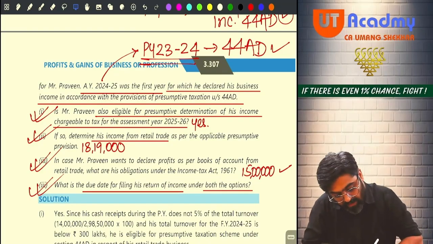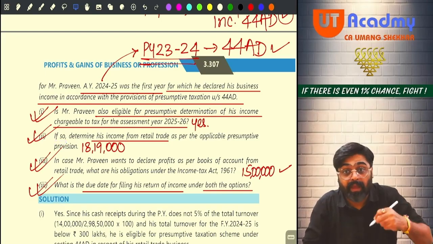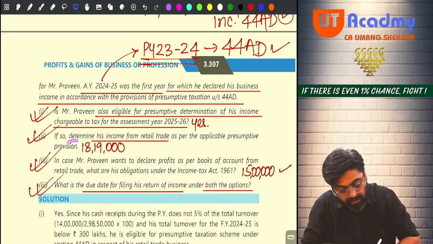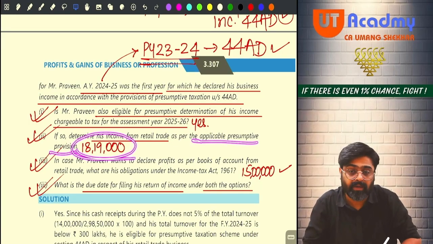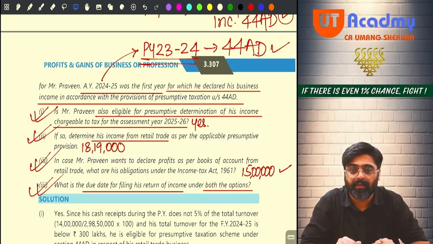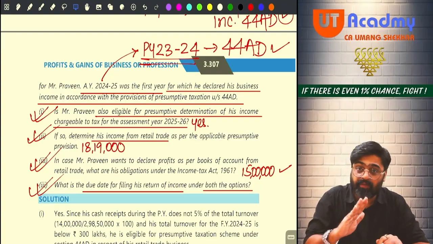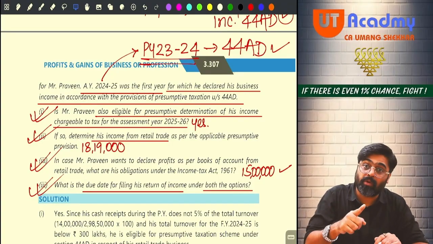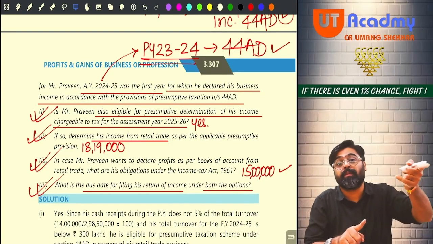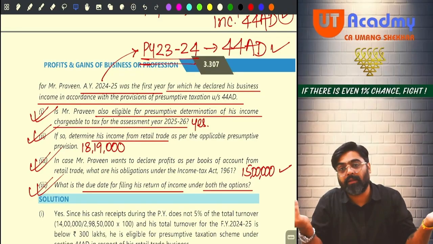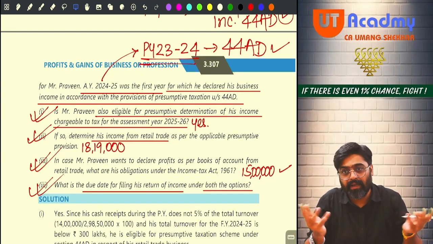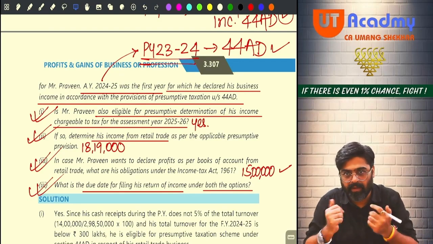Sure? If so, if he can follow 44AD, determine his income from retail trade as per the applicable presumptive process, which we have already determined, 18 lakh 19. So, if he is eligible, then how much amount as per 44AD should be his PGBP income for this year? 18 lakh 19,500. 18 lakh 19,000, which we have already calculated.